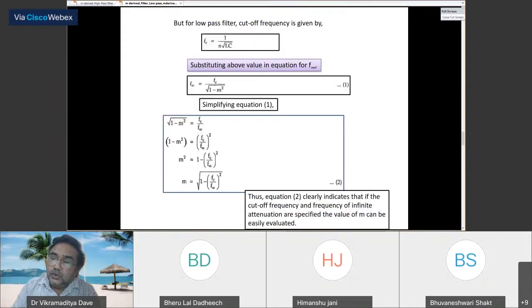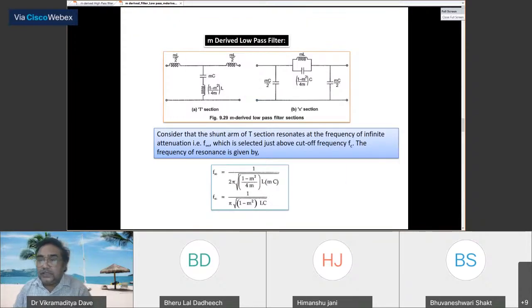I will show you the diagram of the pi section. Now, pi section is very clear. There are twice Z2 by 2 in the shunt arm, which will become MC by 2. Mind it, twice Z2 by M will become MC by 2. Is it clear?